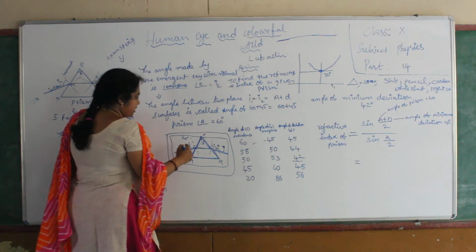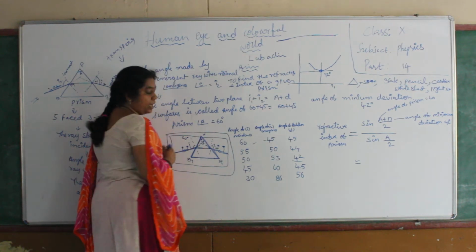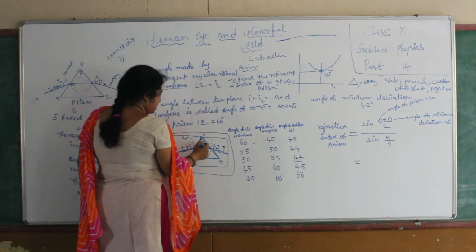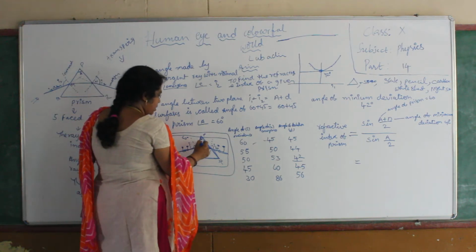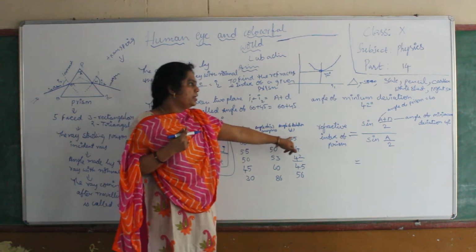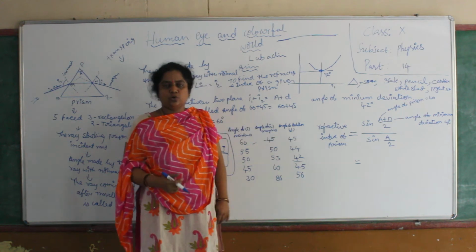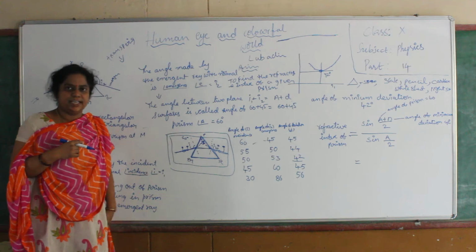I extended the incident ray and the emergent ray, and I observed the angle present here. I noted it down as angle D, the angle of deviation. So first initially I took 60 degrees.